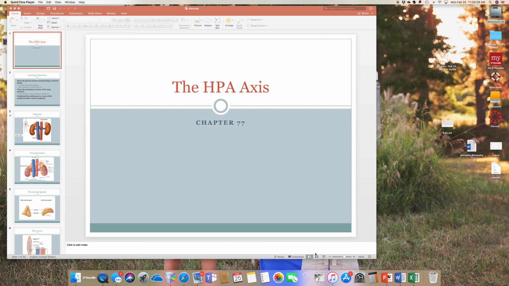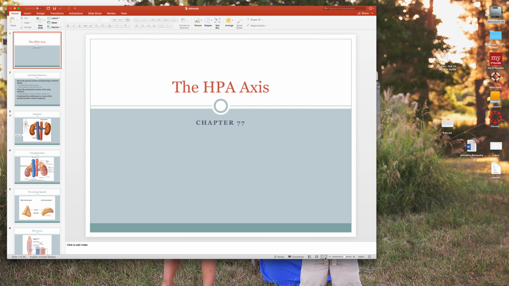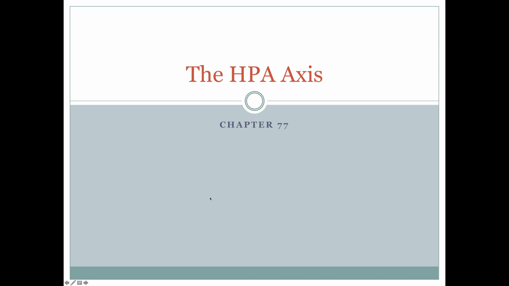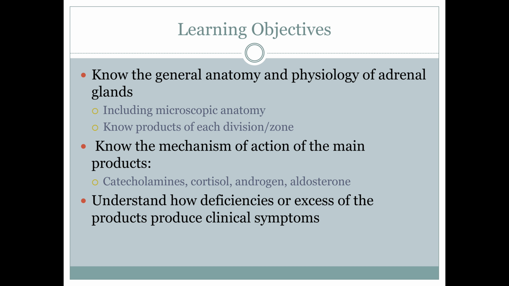We're going to do an overview of the HPA axis. The HPA axis stands for hypothalamic pituitary adrenal. This is a very large neuroendocrine loop using the hypothalamus and the pituitary, and this will function with the adrenal cortex. But we'll also see that there's a lot of other pieces, like the adrenal medulla. So that'll be the first thing.